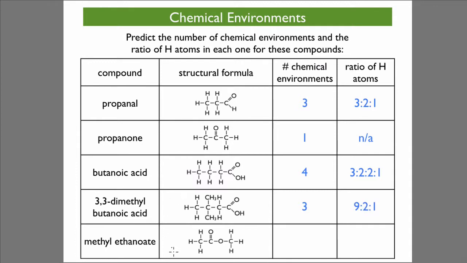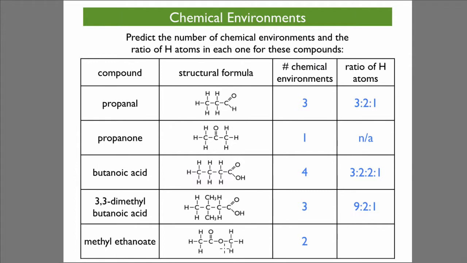And finally, methyl ethanoate. We've got 3 hydrogens over here, bonded to the carbonyl group, and we've got 3 over here, which is bonded to the other side of the ether group.